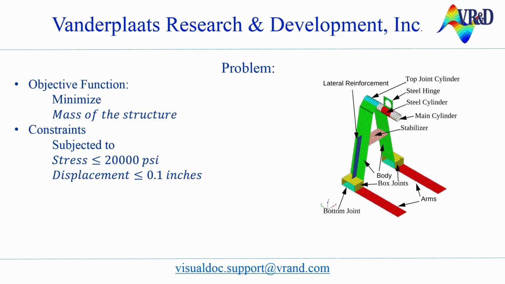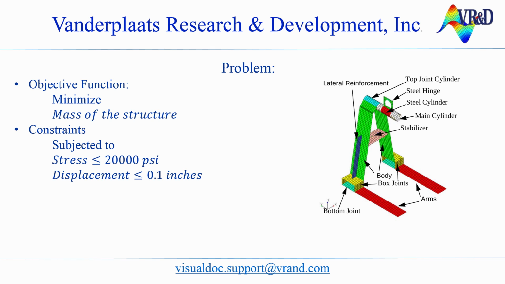The figure shows the pallet lifter structure. The loading condition for this problem is that the two pallet arms are subjected to pressure load and the steel hinge and steel cylinder are fixed. The corresponding stress and displacement are calculated by ANSYS Workbench Mechanical APDL solver.